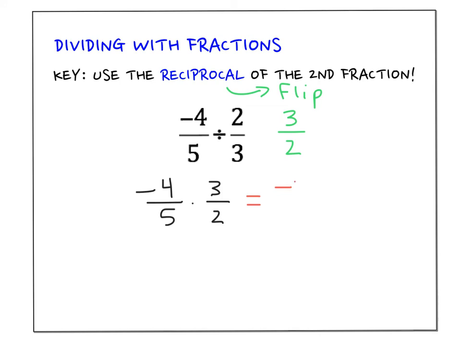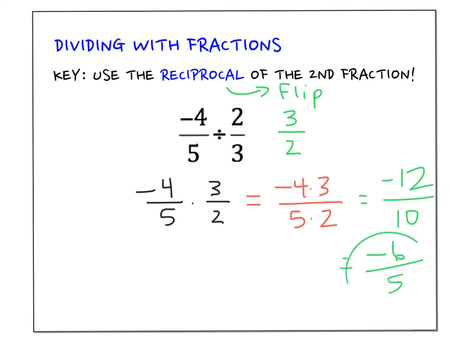So I'm really doing negative 4 times 3 over 5 times 2. With our sign rules, I know that that's equal to negative 12 over 10, which I can simplify by dividing both numbers by 2. So my final answer is going to be negative 6/5. So with fractions, just remember, flip the second fraction and then multiply straight across. Keep your sign rules in mind.